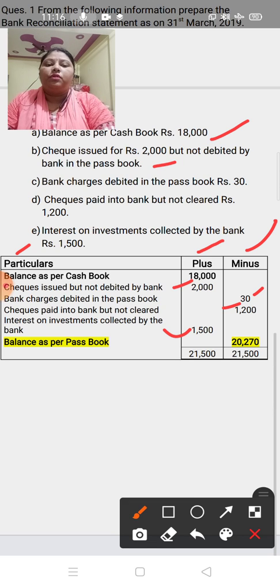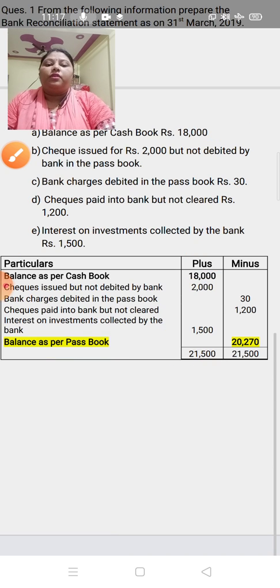Now what you have to do? Total the plus side. So the plus side total is 21,500. Here the minus side is shorter, so subtract it and find out the balancing figure. Here the balancing figure I have highlighted with the yellow color, 20,270. So 20,270 is the answer. You have to write down balance as per passbook. Okay. So this is the BRS statement in which you have to do the balances in this way.